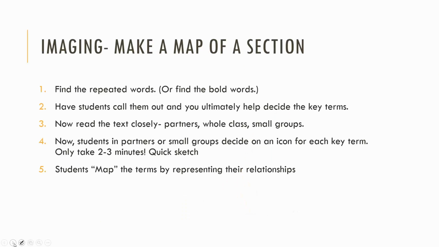The next strategy I think is very helpful for struggling readers, particularly when we think about the vocabulary. Martha mentioned that there is higher level academic vocabulary throughout these textbooks, and that is where students can get really stuck not knowing what that word is. So one strategy that I find successful for students is imaging and making a map of a particular section. For this strategy, you would take a selection of text, and students either find the repeated words, or maybe in a textbook situation it's those bolded words that show up.